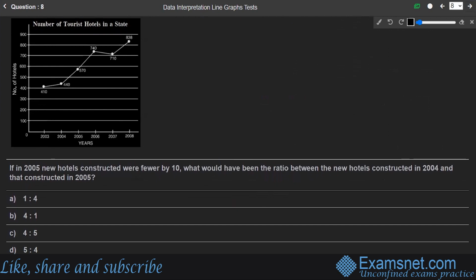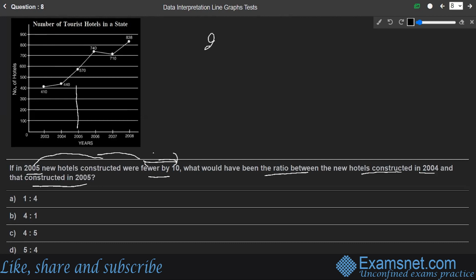Now, for the same chart, we have a different question. The question says, if in 2005 new hotels constructed were fewer by 10, what would have been the ratio between the new hotels constructed in 2004 and that constructed in 2005? So in 2005, new hotels constructed were fewer by 10. So whatever number is given to us for 2005, we have to subtract 10 from that. Why? Because he has said that if this data was fewer by 10, that is, less by 10.